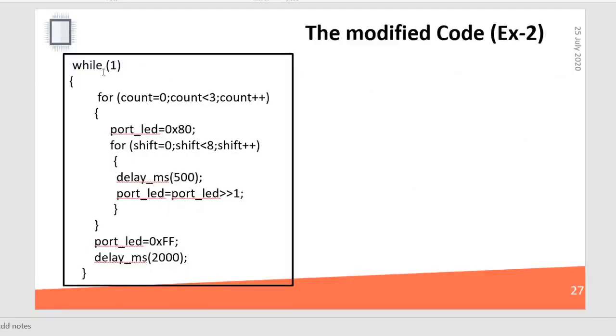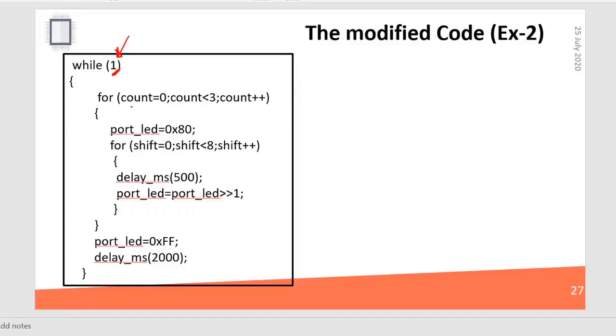This is a while loop. This while loop is used for the continuation or forever execution. This is the while loop. While 1, that means as 1 is a true number, this loop will continue forever as long as you are not turning off the power of the microcontroller. Then there will be 2 for loops.